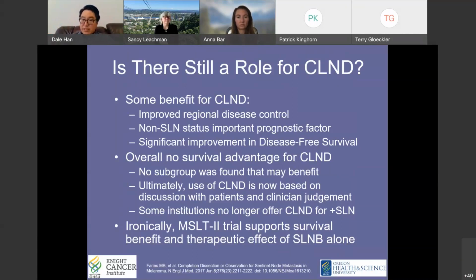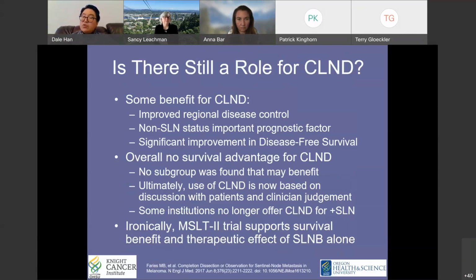So to summarize all this, there is some benefit for doing additional surgery in positive sentinel node patients because it improves regional disease control. Non-sentinel lymph node status provides important prognostic information, and there's also significant improvement in disease-free survival. But that is outweighed by the fact that there was no survival advantage in performing this procedure, and no subgroup was found that could benefit.